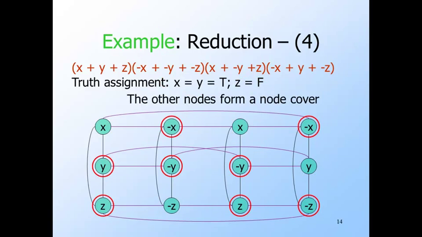Surely all the vertical edges are covered since we have 2 nodes in each column. But what about the horizontal edges? Suppose we have a horizontal edge, say with x at one end and not x at the other, and neither end is in the node cover. That means both were selected as the literal that made their clause true. But how could that be? They can't both be true in any one truth assignment, so they can't simultaneously make their clauses true.